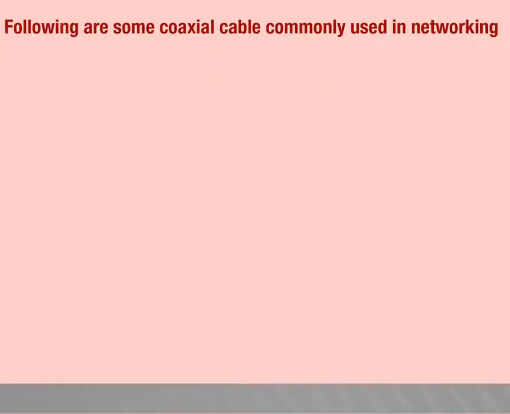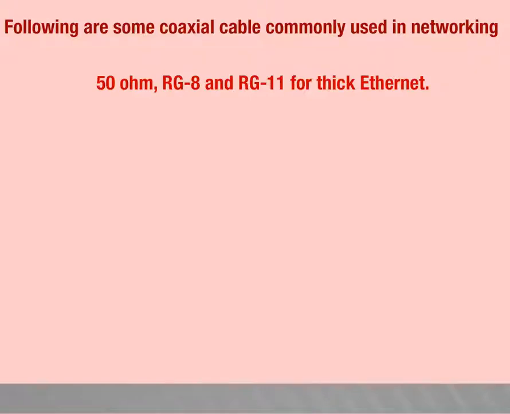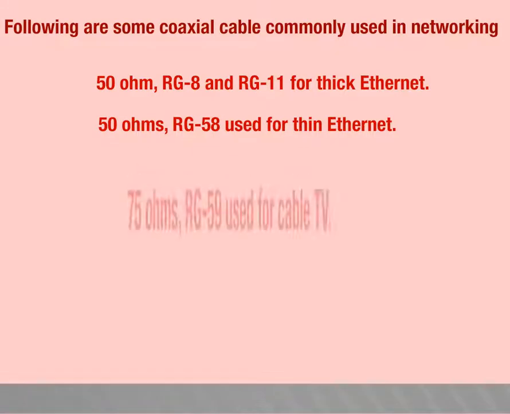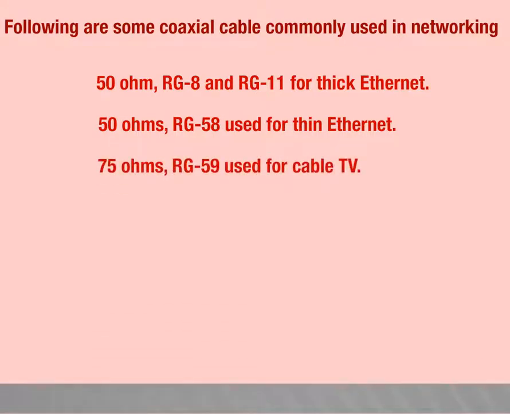Following are some coaxial cables commonly used in networking. 50 ohm RG8 and RG11 for thick Ethernet. 50 ohm RG58 used for thin Ethernet. 75 ohm RG59 used for cable TV. 93 ohm RG62 used for ARCnet.